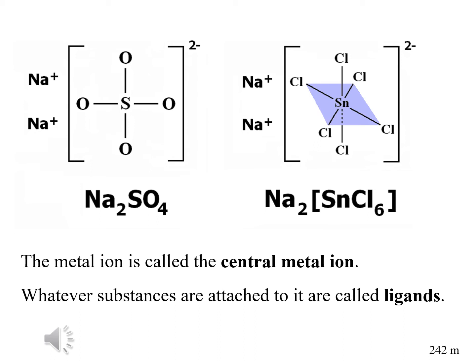The only difference is that the complexes are always put in square brackets in formulas to show that they are complexes. And the metal ion is always in the middle in the complexes that we study, so it's the central metal ion. And the things that are attached to it around the outside are called ligands. This is a Greek word that means grabbing onto something and then you become the partner of it. There's no comparable word in English, so they use the Greek word ligand.